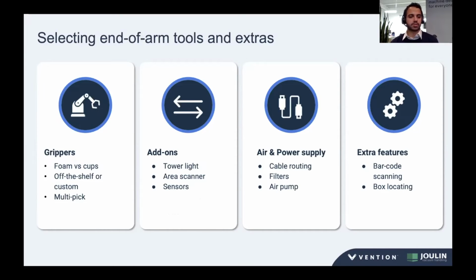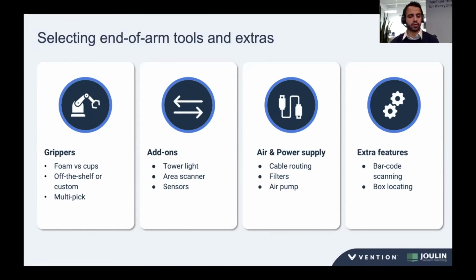Foams versus cups. Can you use something off the shelf or something more custom if your product's a little more funky? And are you going to be doing multi-pick, right? So the machine has a maximum throughput that it can take, but if you have a simple enough pattern and if your products aren't too large, you can actually consider multi-pick. So let's say I pick two boxes instead of one. I mean, the math is simple, right? I'm going to go twice as fast, more or less.